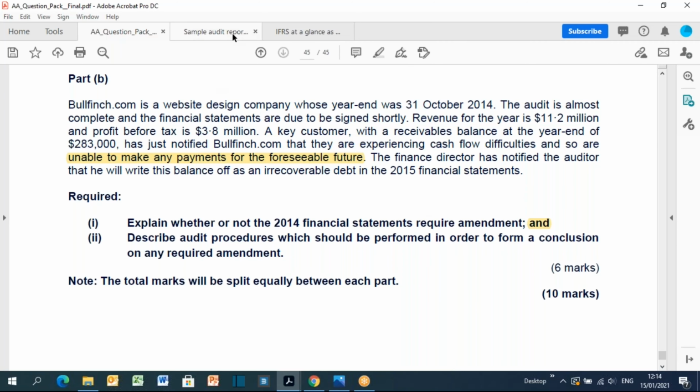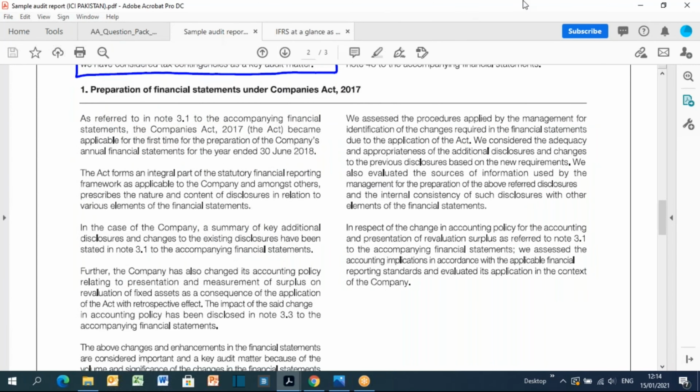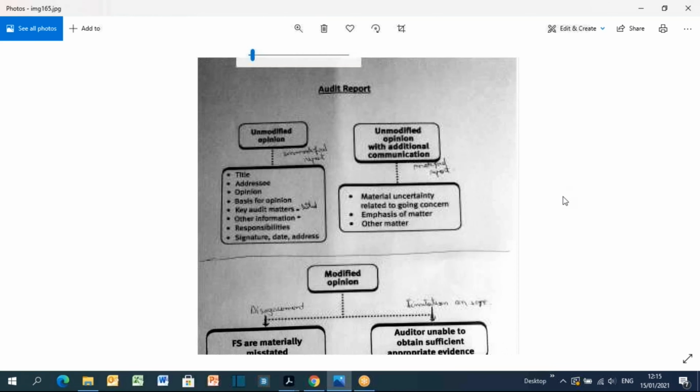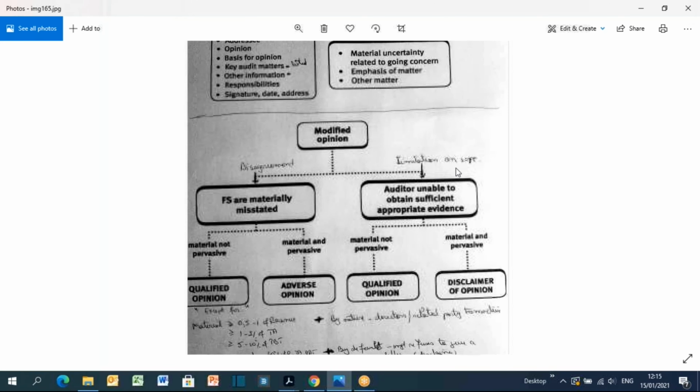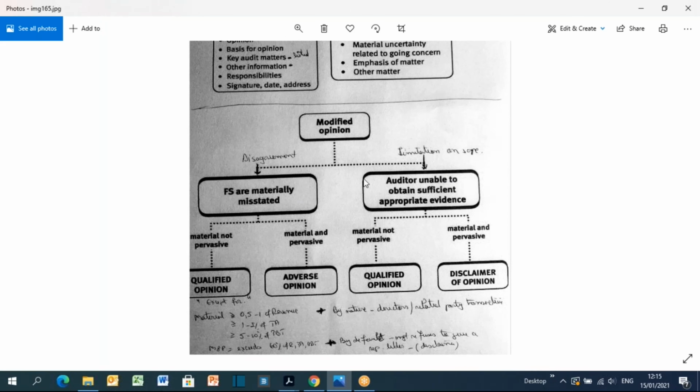Now, this was quite a good exercise. To summarize, when it comes to reporting, you should have the layout of an audit report, the layout of an unmodified audit report with an unmodified opinion, and of a modified report, clear in your head, both of these, because like I said, I've used this layout for both audit and assurance and advanced audit and assurance exams, and they were extremely helpful.